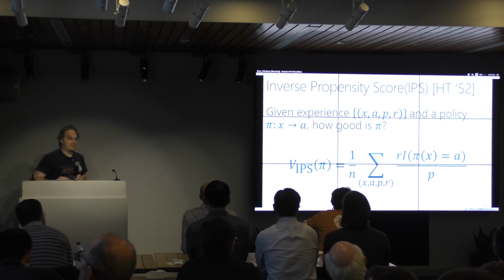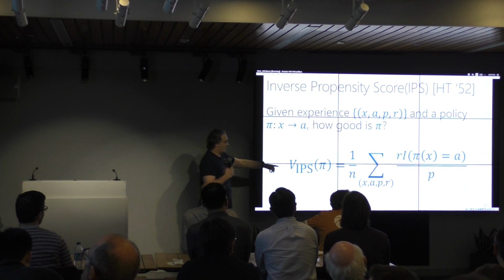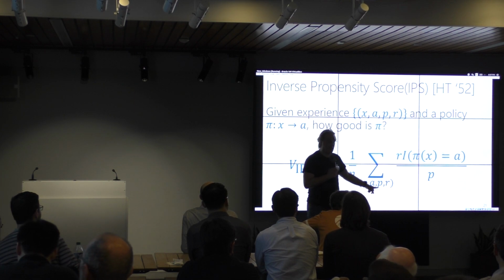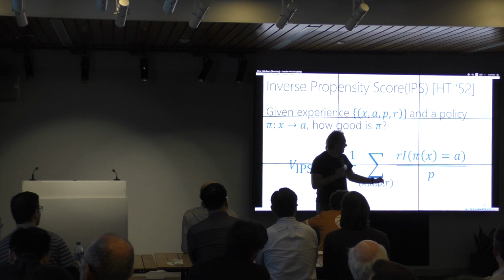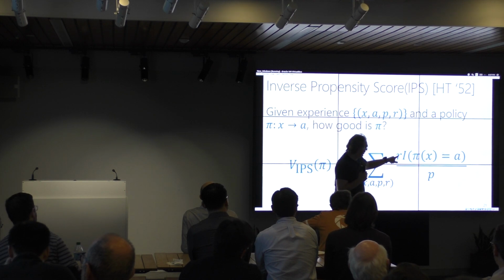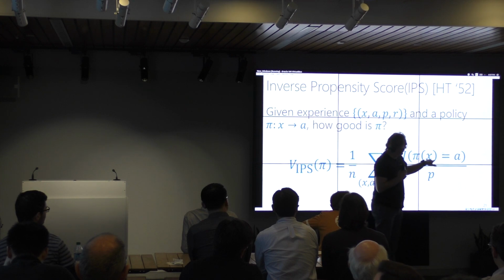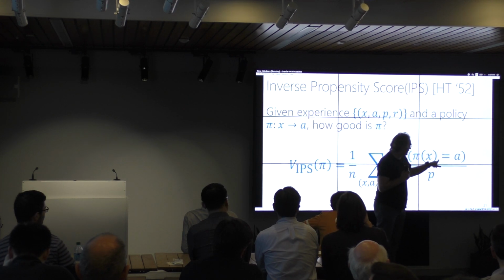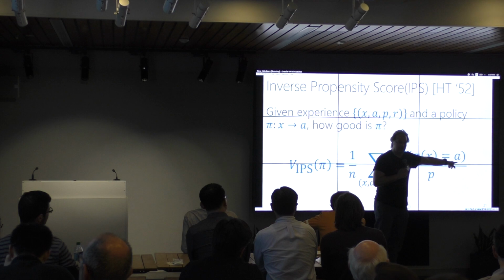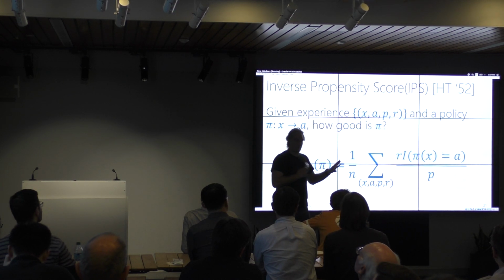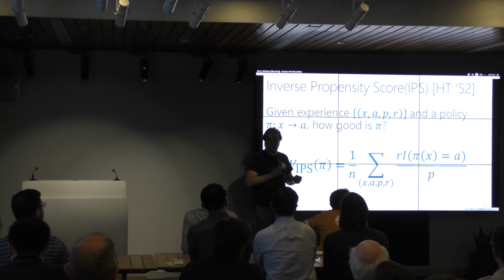What you might want to do instead is something like this. We want to value a policy. We're going to take an empirical average over the data of the reward times an indicator function, which is 1 when the policy's chosen action is equal to the random action, divided by the probability of the action. So this formula is reasonably intuitive to most people.